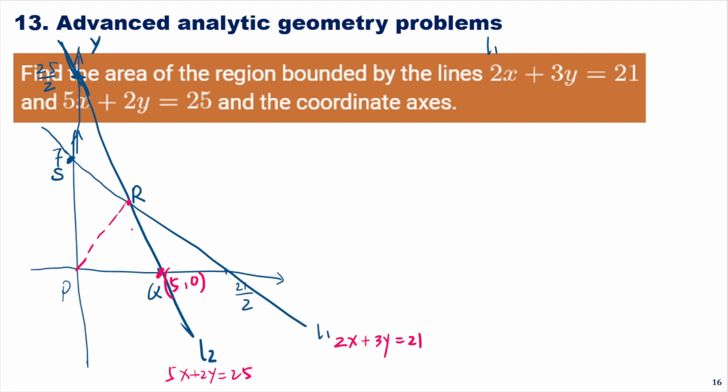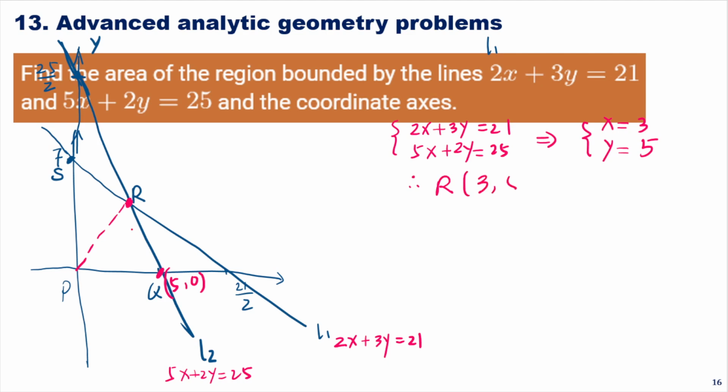And next we could easily find the point of intersection between these two lines, at point R. This gives us x equals 3, y equals 5. And therefore we know R has coordinates 3, 5. S has coordinates 7, 0. P has coordinates 0, 0, right?